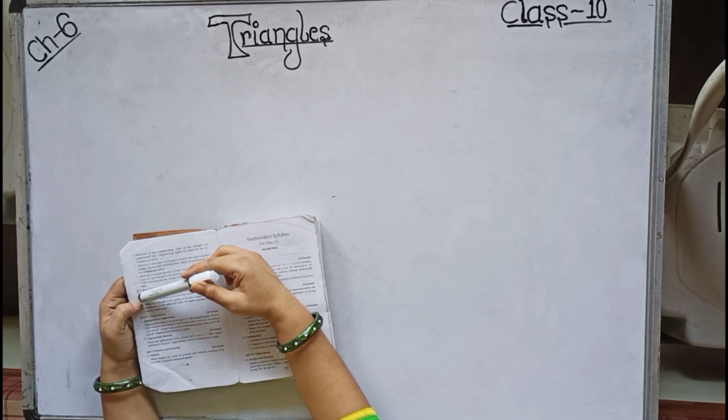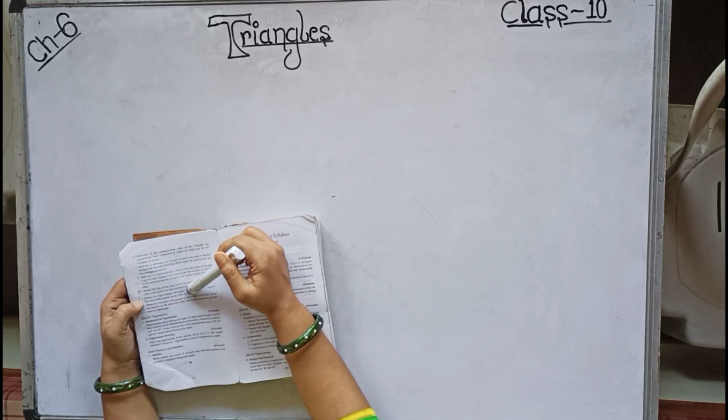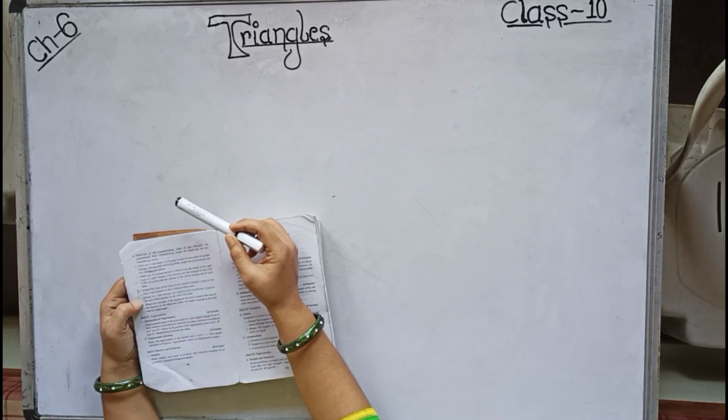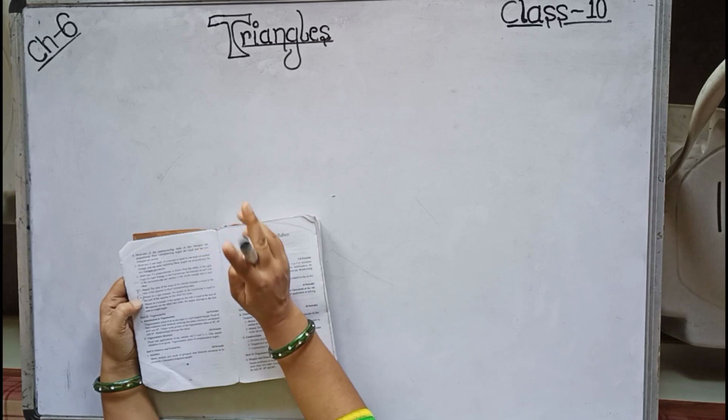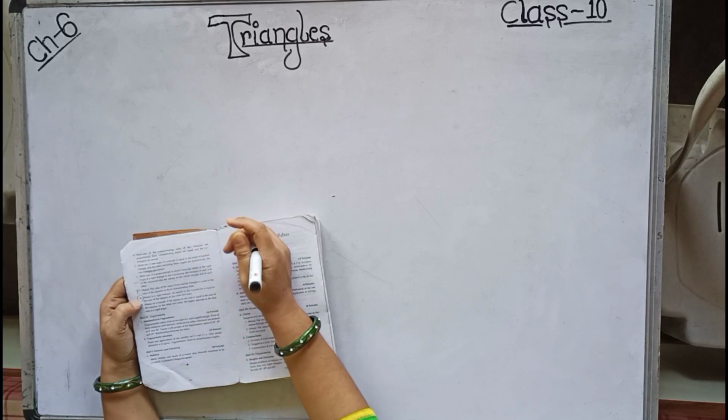Number 8 is: prove that in a right angle triangle, the square on the hypotenuse is equal to the sum of the squares of the other 2 sides. This is also called the Pythagoras theorem, and this is another important theorem of this chapter. So in this chapter, if we count the theorems, 2 main theorems are there, BPT and this Pythagoras theorem.